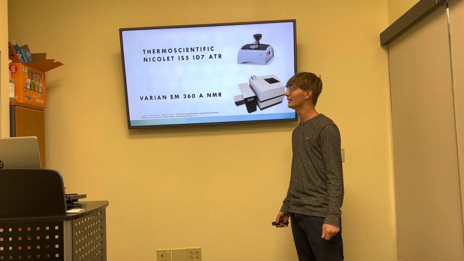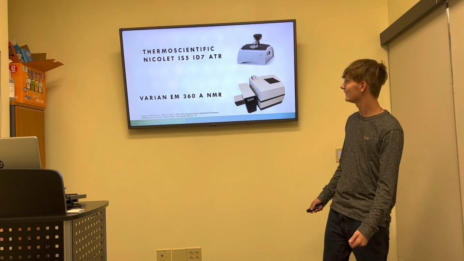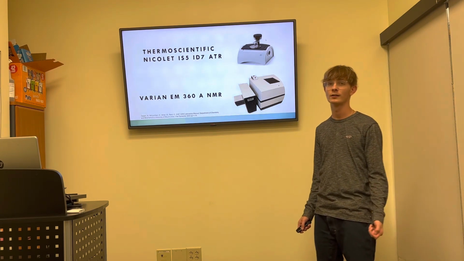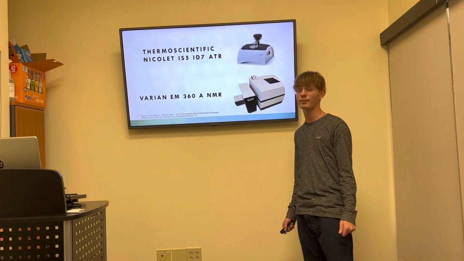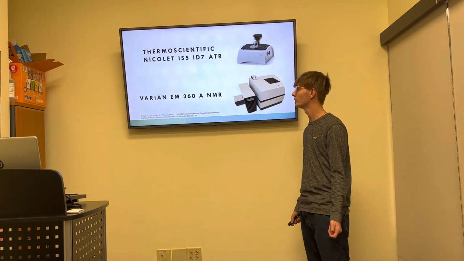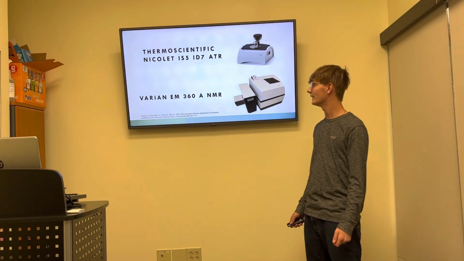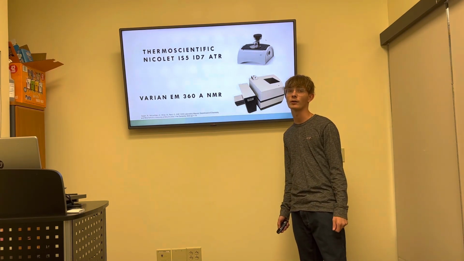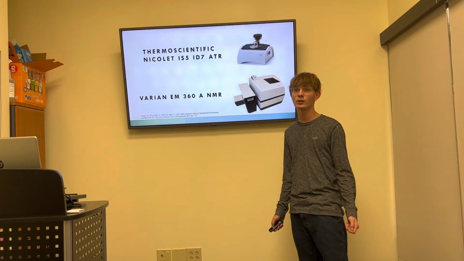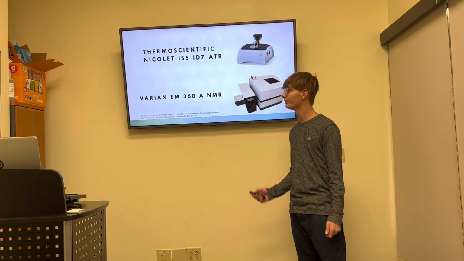One of the devices they use is the Thermo Scientific Nicolet iS5 iD7 ATR. This measures the IR spectroscopy, which tells you your functional groups. They also use the Varian EM360A NMR. This measures ratios of hydrogen atoms in nuclear magnetic resonance spectroscopy.